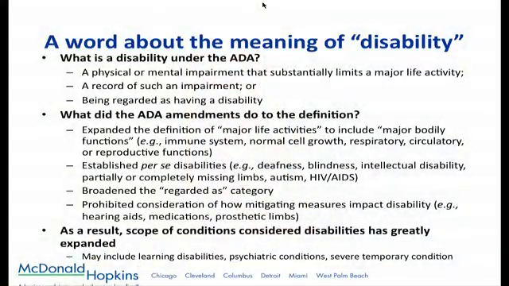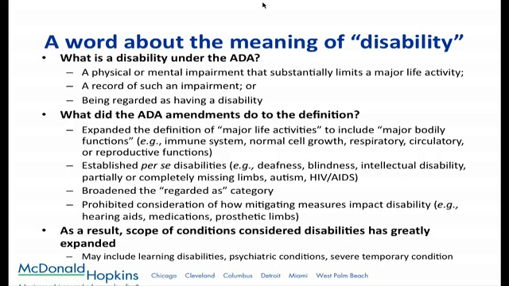So when we talk about the idea that the definition of disability was expanded, what do we mean and what does that cover? Well, a disability under the ADA is a physical or mental impairment that substantially limits a major life activity. However, under the umbrella of disability can also be a record of having such an impairment or being regarded as having a disability. So there are actually 3 ways that a person could be covered under the ADA.